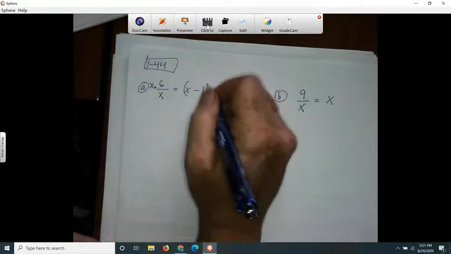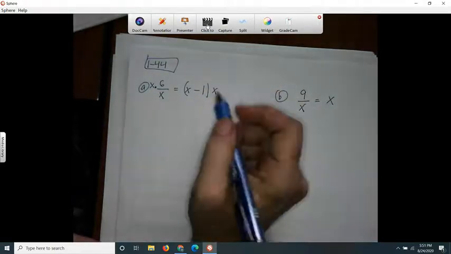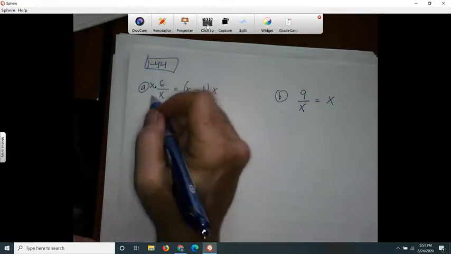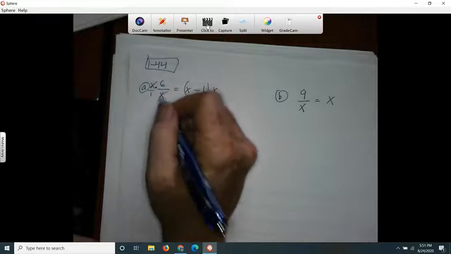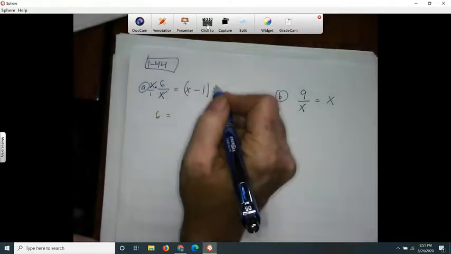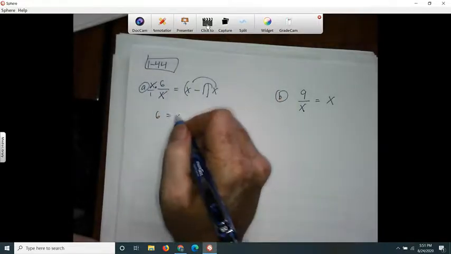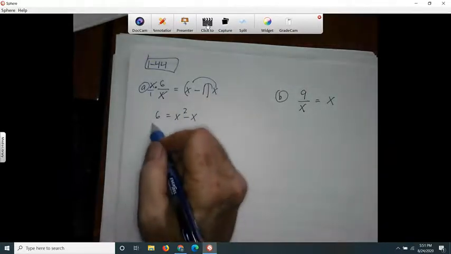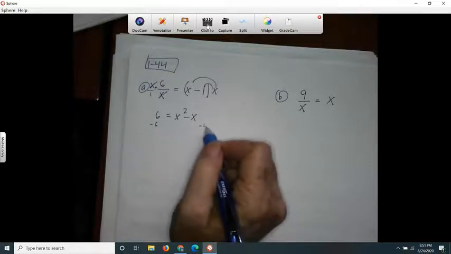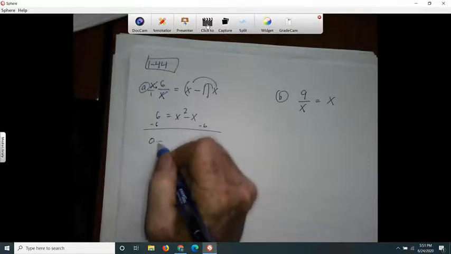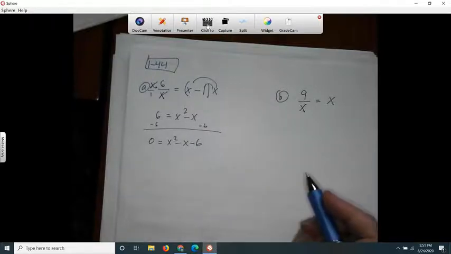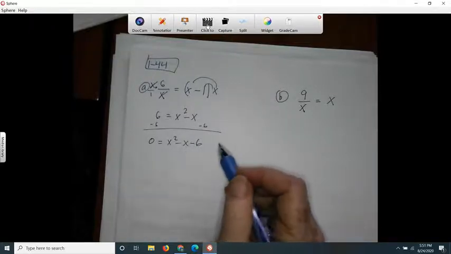When I multiply by x, I have to multiply every term on the right-hand side by x. So that's going to cancel out, and I'm going to get 6 here, but this one I have to distribute my x. And then I'm going to go ahead and subtract 6 on both sides. Okay, and then I would like to solve that.